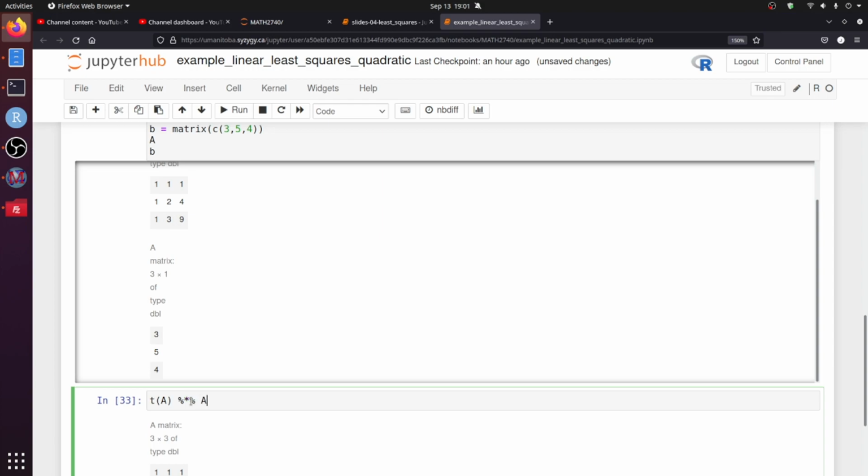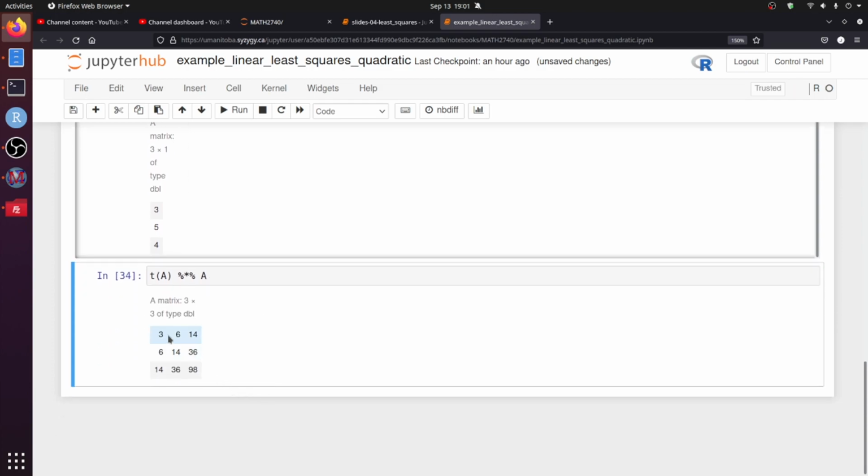So if I compute transpose of A times A, first of all, remember, transpose of A times A is always symmetric. Is that going to work? Yes, I get a symmetric matrix. You can see that the off-diagonal entries, 6 and 6, 14 and 14, 36 and 36 match. Okay. Second point, that matrix should be invertible. So its determinant should be non-zero.